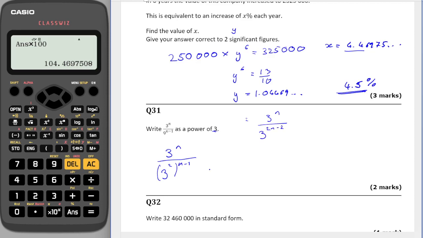And then when we divide the powers, we subtract them. So that would be 3 to the power n minus (2n minus 2), which is going to be 3 to the power minus n minus 2. Actually, I've missed out my double negative here, so when I subtract that, that would actually be plus 2. So let's write that as 3 to the power 2 minus n.